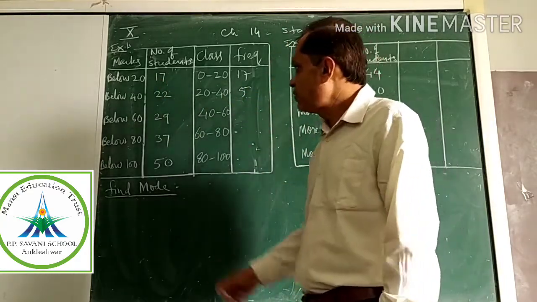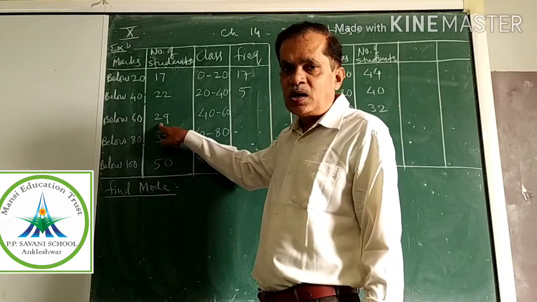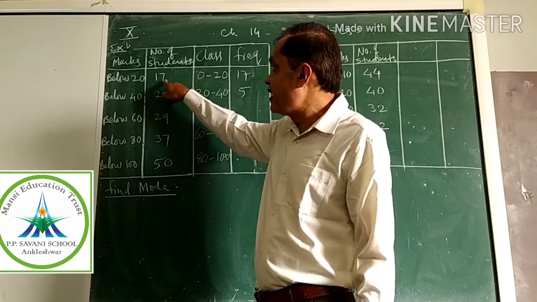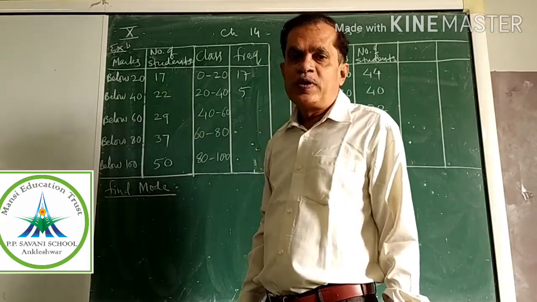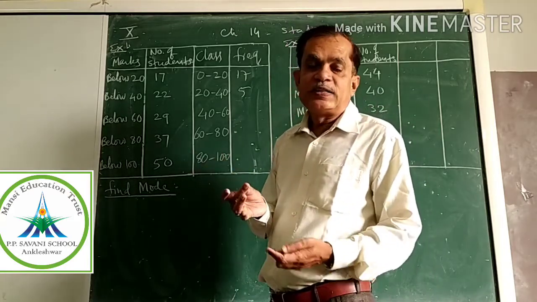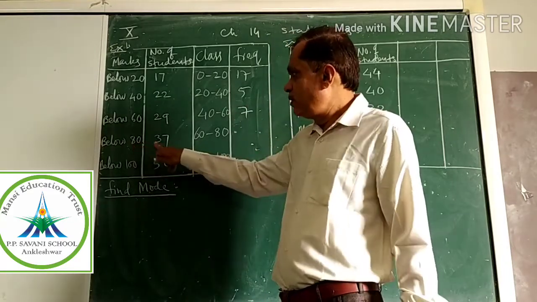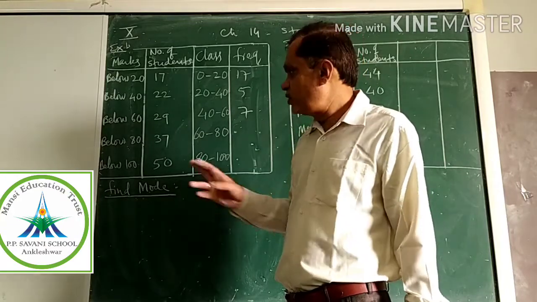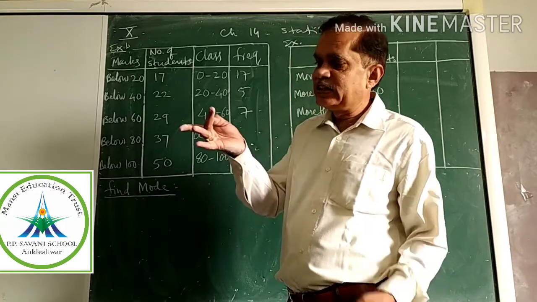Clear students? Now see. Below 60 is 29, and below 40 is 22. So this 22 contains 17. So see, 29 minus 22. 29 minus 22: 23, 24, 25, 26, 27, 28, 29, so 7. Yes? Right? Then below 80, 37 minus 29. Yes, 37 minus 29: 30, 31, 32, 33, 34, 35, 36, 37, so 8.